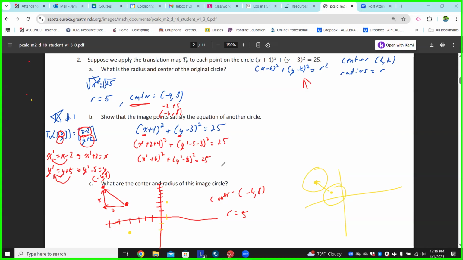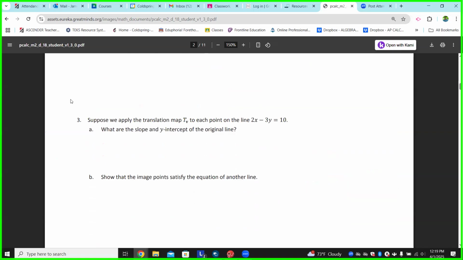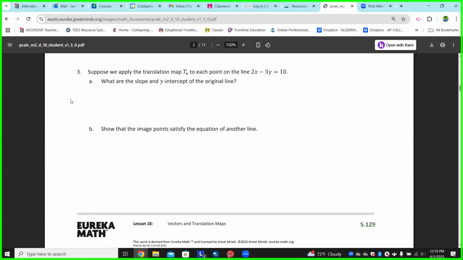All right, let's look at another example. Look at exercise 3. Suppose we apply the same translation map TV to each point on a line. All right, so we have 2x minus 3y equals 10. Part A says, what are the slope and y-intercept of the original line?